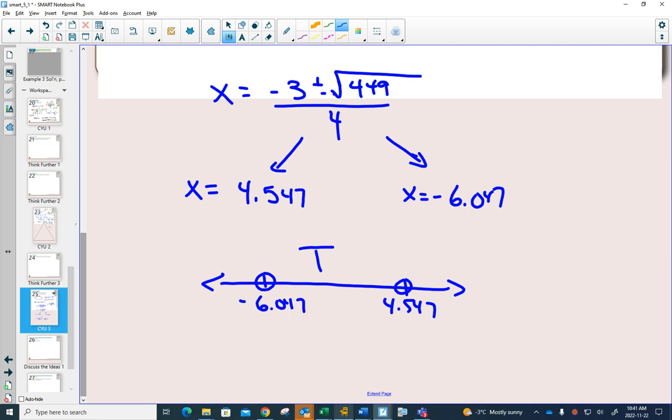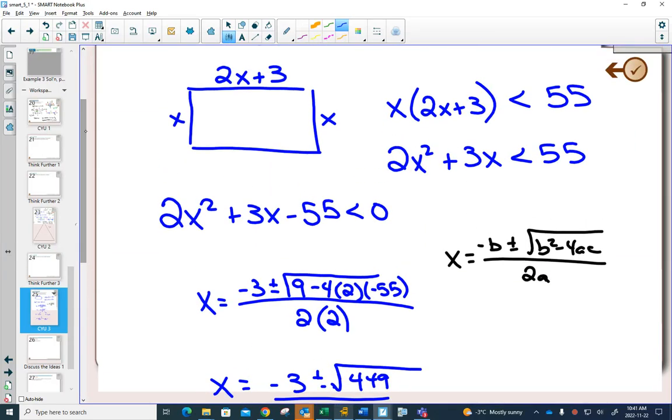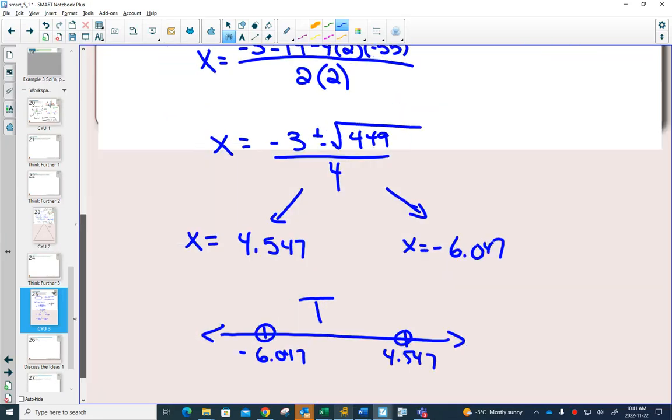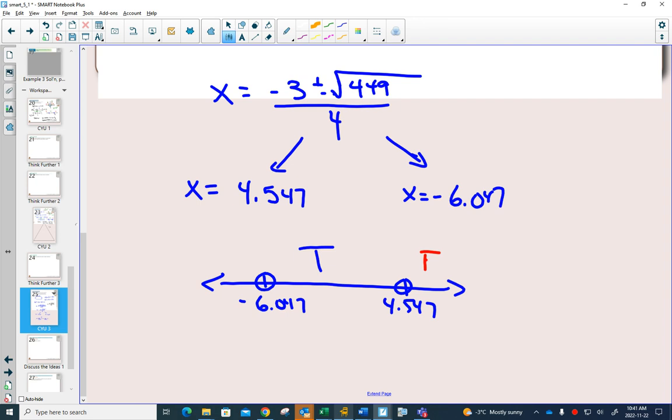A number bigger than 4.5: 5. If you plug in 5, you would get 5 squared here, 25 times 2, 50, plus 15, 65, minus 55 would be 10. Is 10 less than 0? No, this will be false. And similarly, if you tried negative 7 and plugged it in, it will also be false.